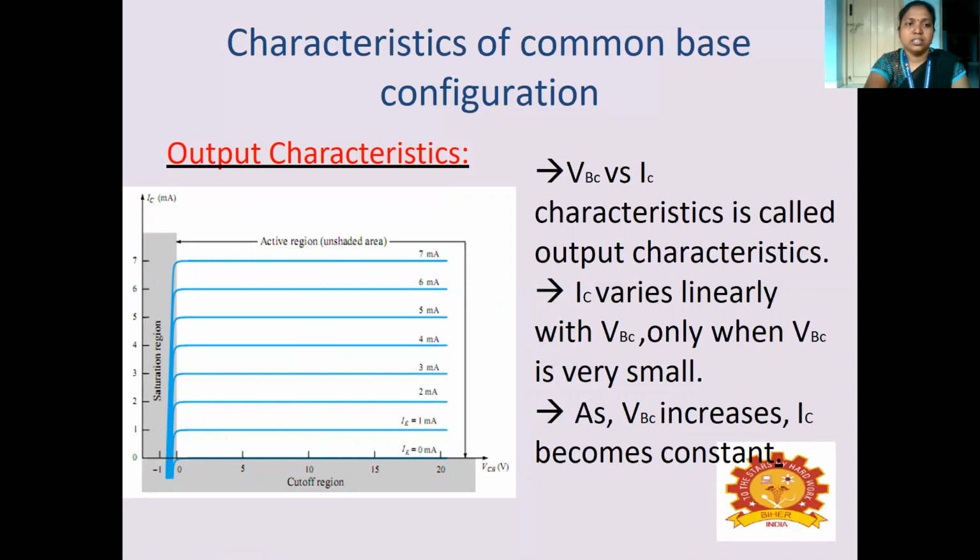You can see there are three regions defined there. The saturation region is towards IC, and below VCB you can see the cutoff region, where both the input and output are reverse biased. Above it is the active region, the unshaded part. That is where you see a linear variation of the current. IE you can see 0, 1, 2, 3, 4, 5, 6, 7 milliamps. So this is said to be a linear variation. This is the output characteristics of the common base configuration.